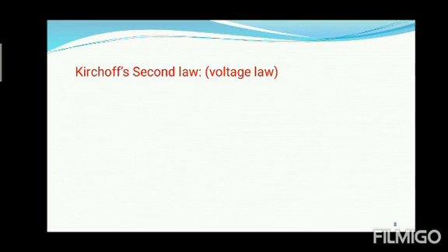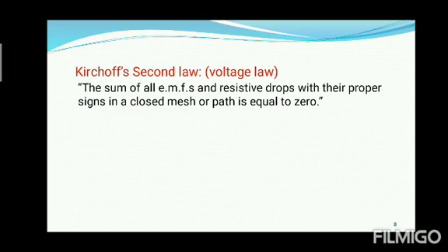Welcome back. Let us discuss Kirchhoff's second law or voltage law. After knowing voltage drop and how to assign a sign to voltage drop or voltage rise, that we have considered in a set of rules in the previous slides, it is stated as: the algebraic sum of EMFs and resistive drops in a closed circuit is equal to 0.